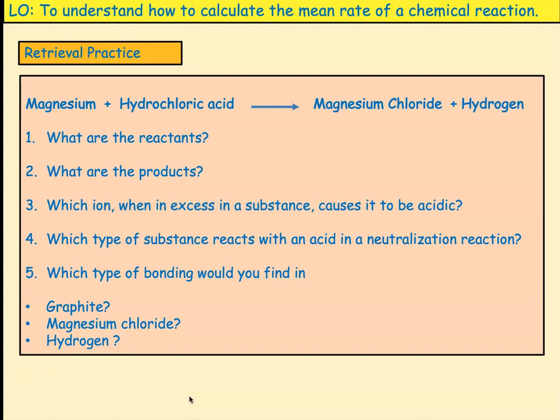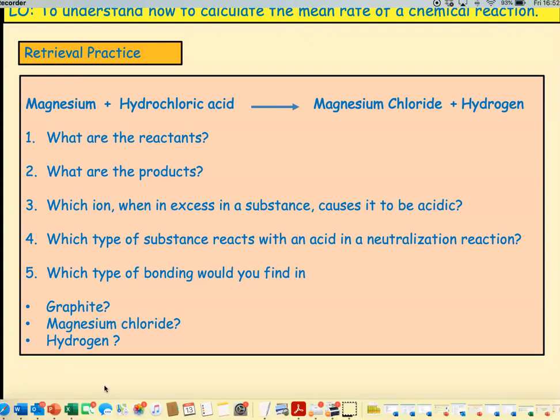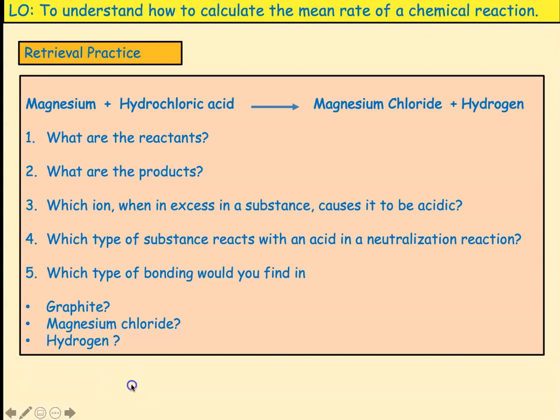Which ion, when in excess in a substance, will cause it to be acidic? Which type of substance reacts with an acid in a neutralization reaction? And what type of bonding is present in graphite, magnesium chloride and hydrogen? And I want you to pause the video now while you answer these questions on paper and then come back when you've done it. Okay, we're ready to answer the questions now.